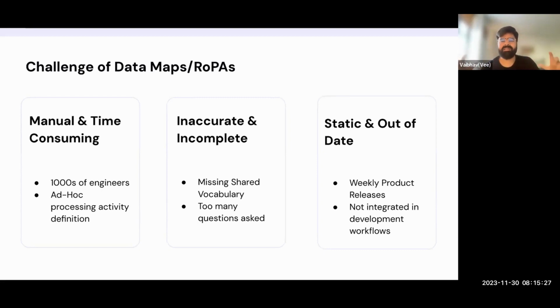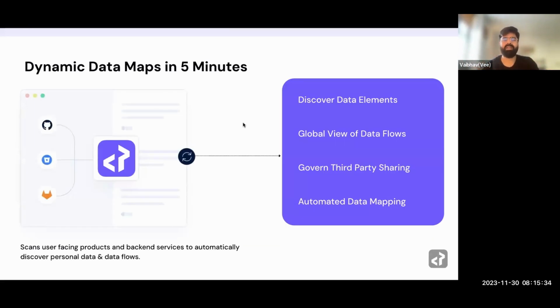So those are the overarching challenges we've seen in the data mapping world for engineering, and that's what we solve for. The way we do that is we have built a privacy code scanner. We connect with any source code that your engineers are writing. So think of it like on your front end, it could be a mobile app, a website, a TV app, a dashboard, a SaaS app.